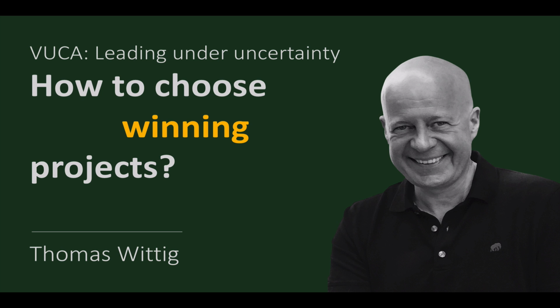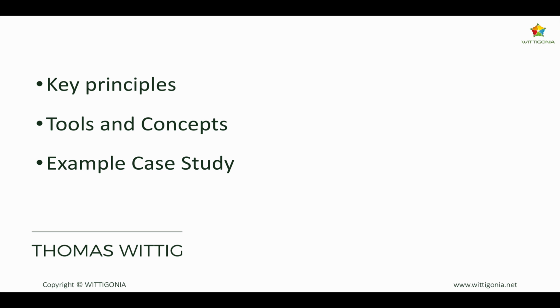So, in the first part, I will make some general remarks, and in the second part, I will talk more about leading under uncertainty. So, what do you do when you have to deliver a project, you have to deliver results, but there's so much uncertainty and ambiguity in the situation? So what I'd like to cover today are some key principles. Along the way, I will introduce some tools and concepts that you might use in your own day-to-day work life. And at the end, I will walk you again through a simple example case study that brings it all together.